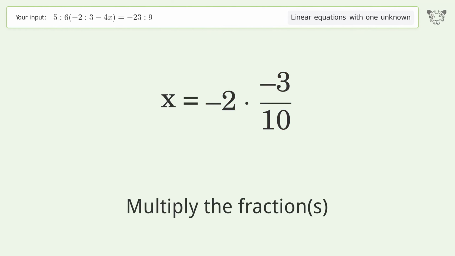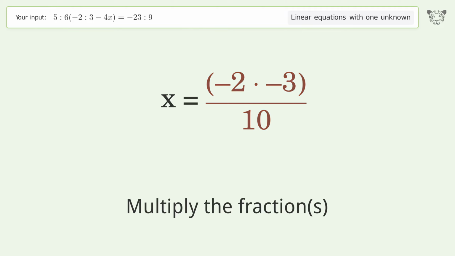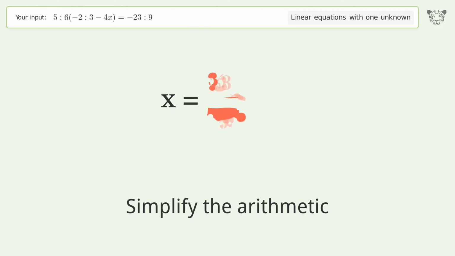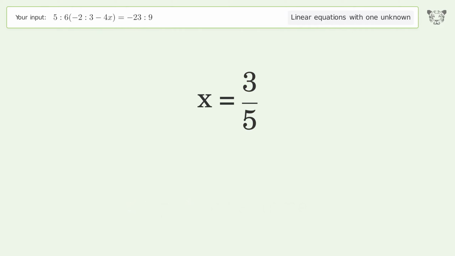Multiply the fractions. Simplify the arithmetic. And so the final result is x equals 3/5.